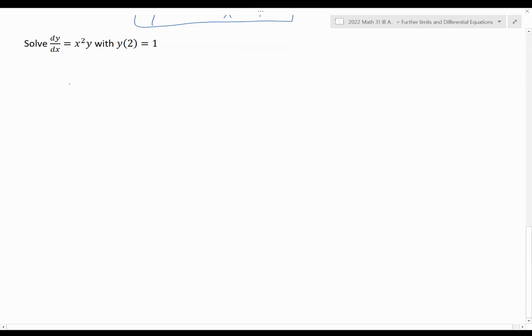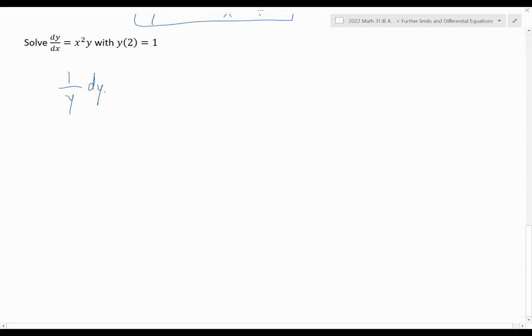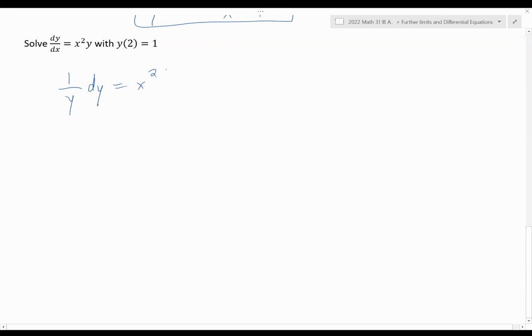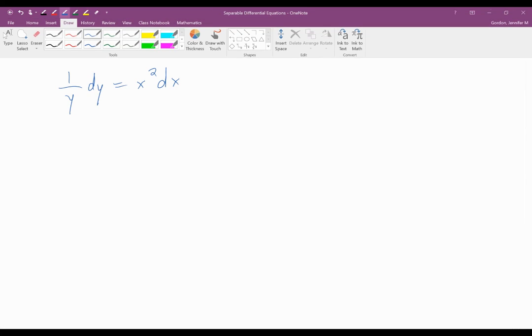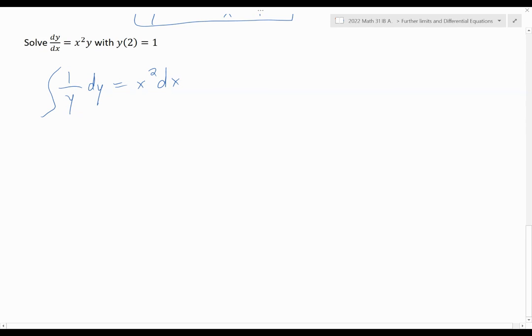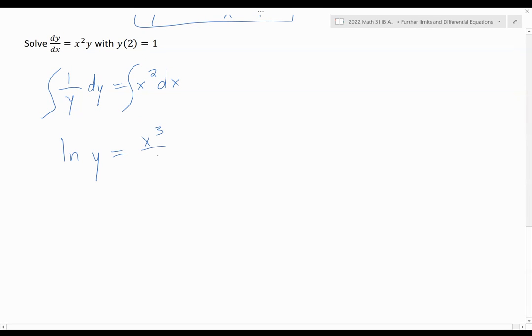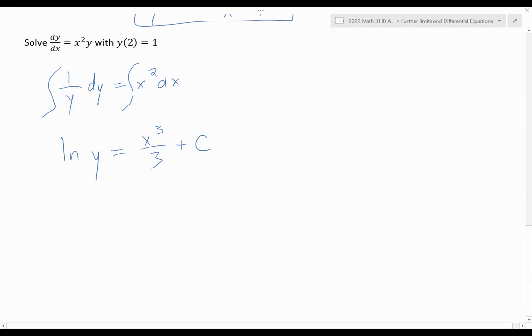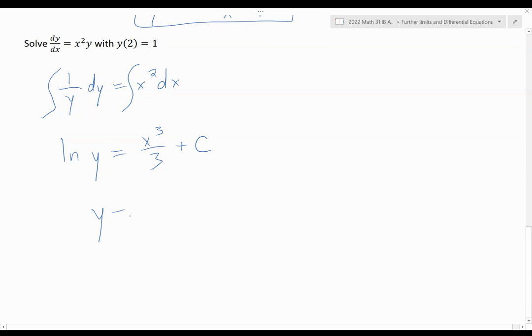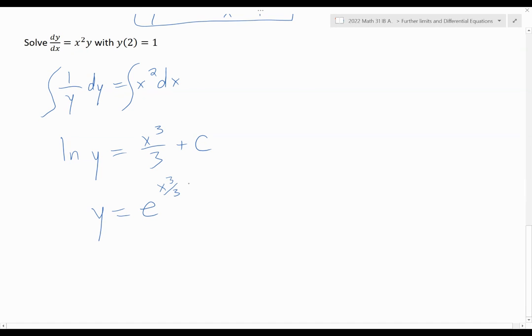So to separate this out, I get 1 over y dy equals x squared dx. Both fairly easy things to integrate, so that's nice. We take the antiderivative. Oops, it didn't switch to red. Oh well. We get natural log of y equals x cubed over 3 plus some constant. I'm going to isolate the y before I solve. I guess it doesn't really matter. But this is y equals e to the power of x cubed over 3 plus c.